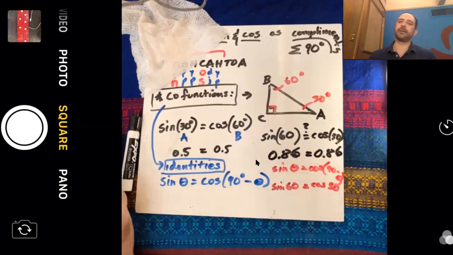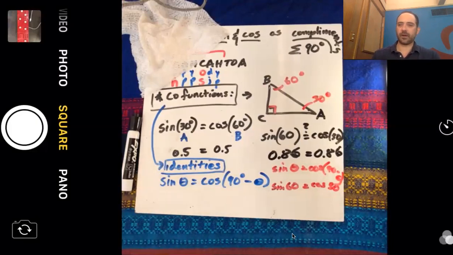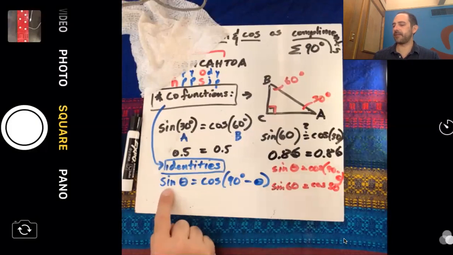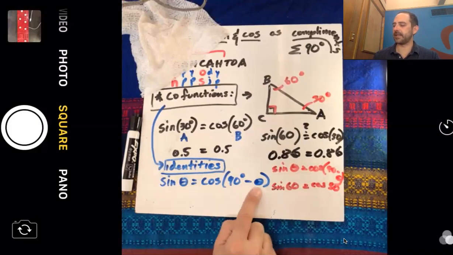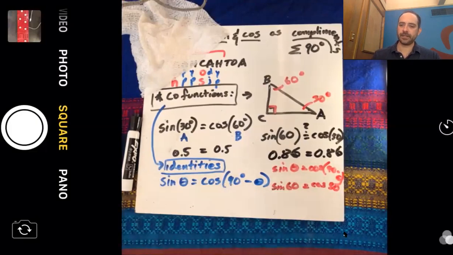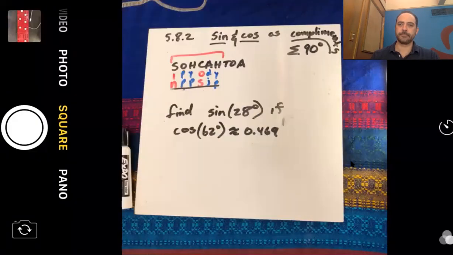It helps us know what aspects are reliable, and the identities are going to help us. These are the two identities. It's always going to be the sine of one angle is going to be 90 minus theta for the equivalent value for cosine, or the opposite. So let's go ahead and pause for a sec.